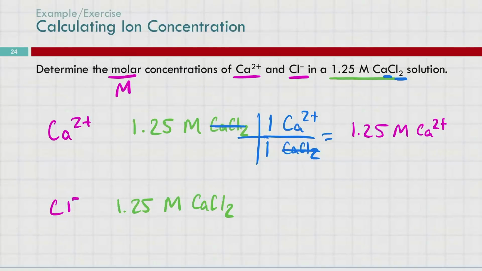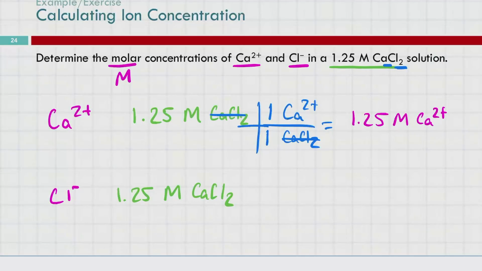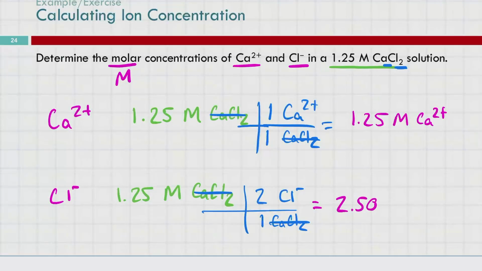How many chlorides do we have in 1 calcium chloride? We have 2 because of this subscript 2. So 2 Cl minus for every 1 CaCl2. And so our concentration is 2.50 molar Cl minus. So 2.5 molar chloride concentration.